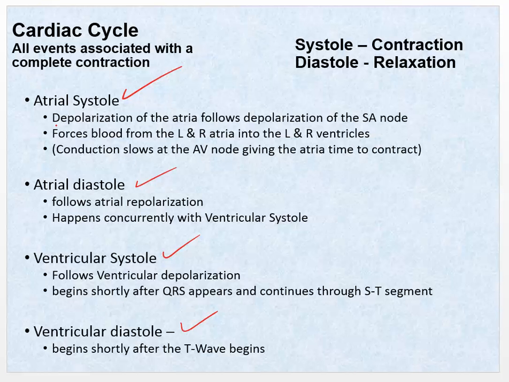So I said this earlier. If we focus on atrial systole, that means the atria are going to contract. Remember, they were told to do it by the SA node, usually.